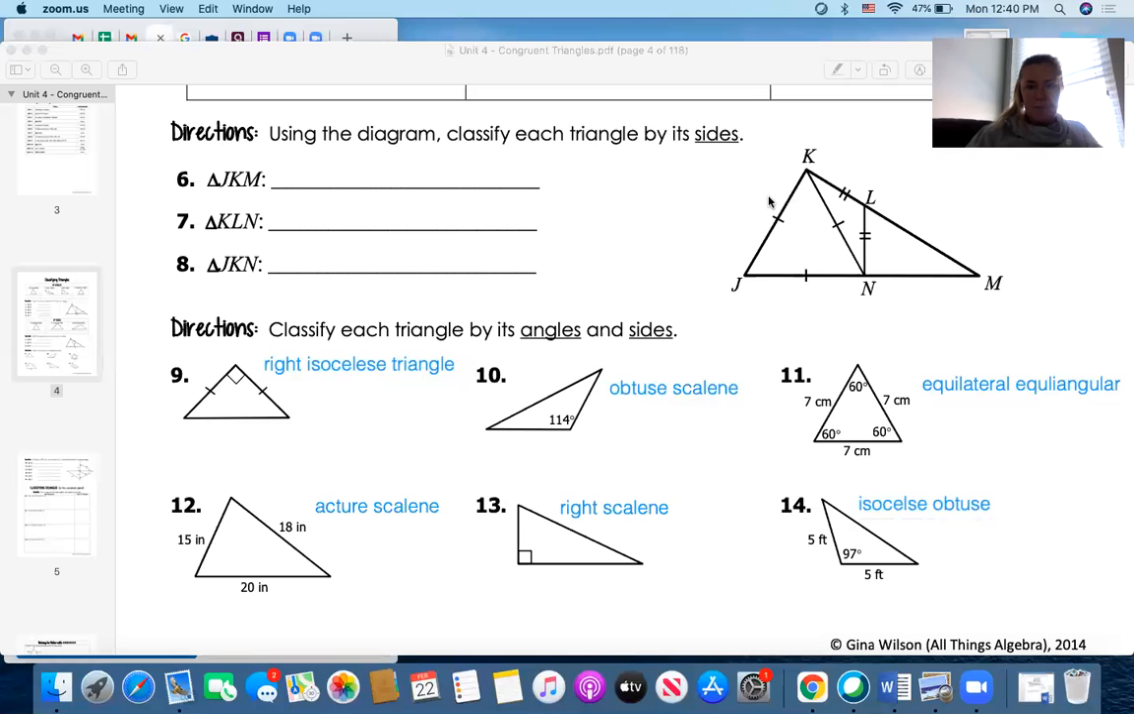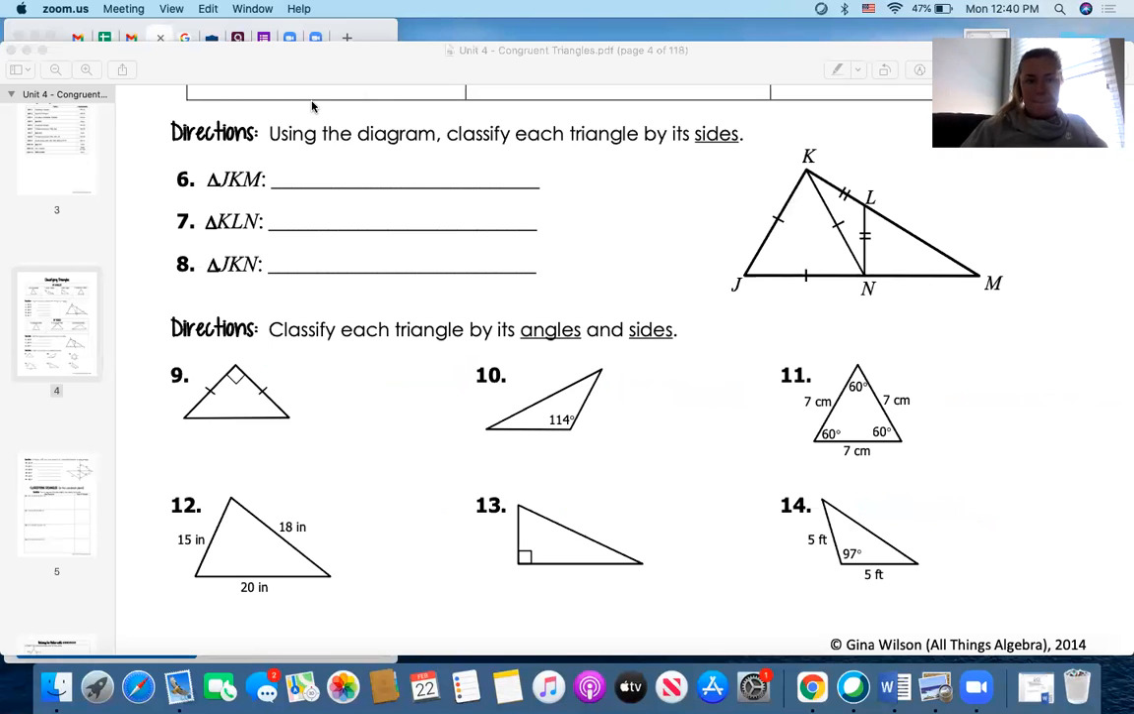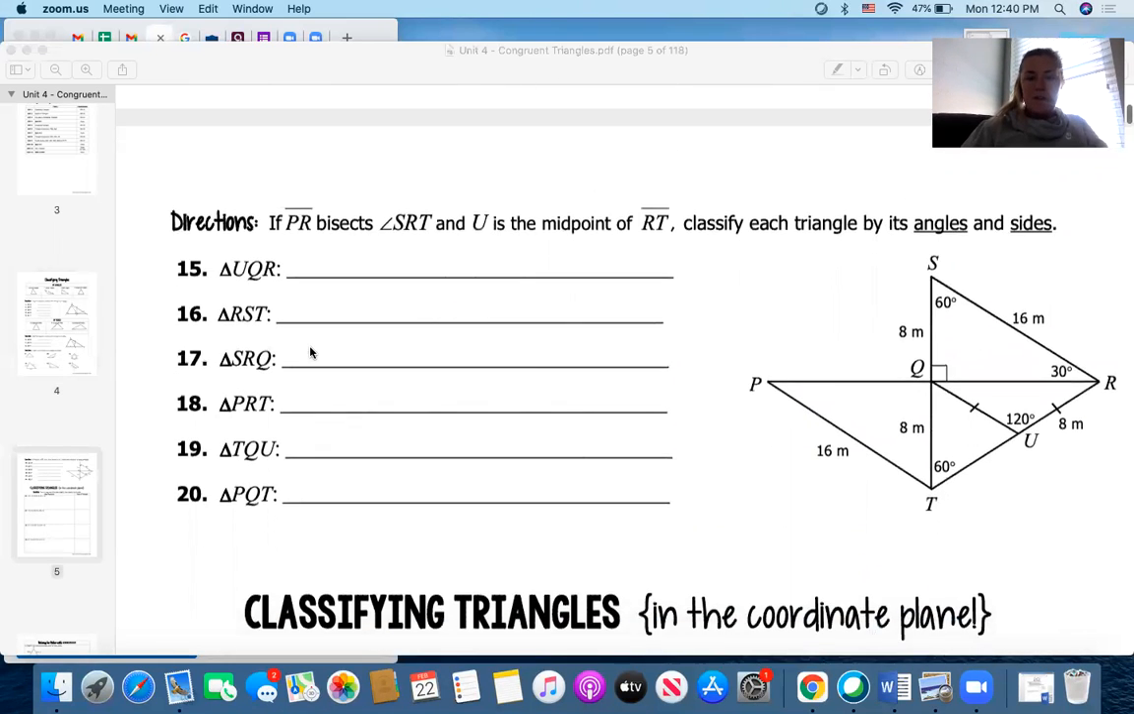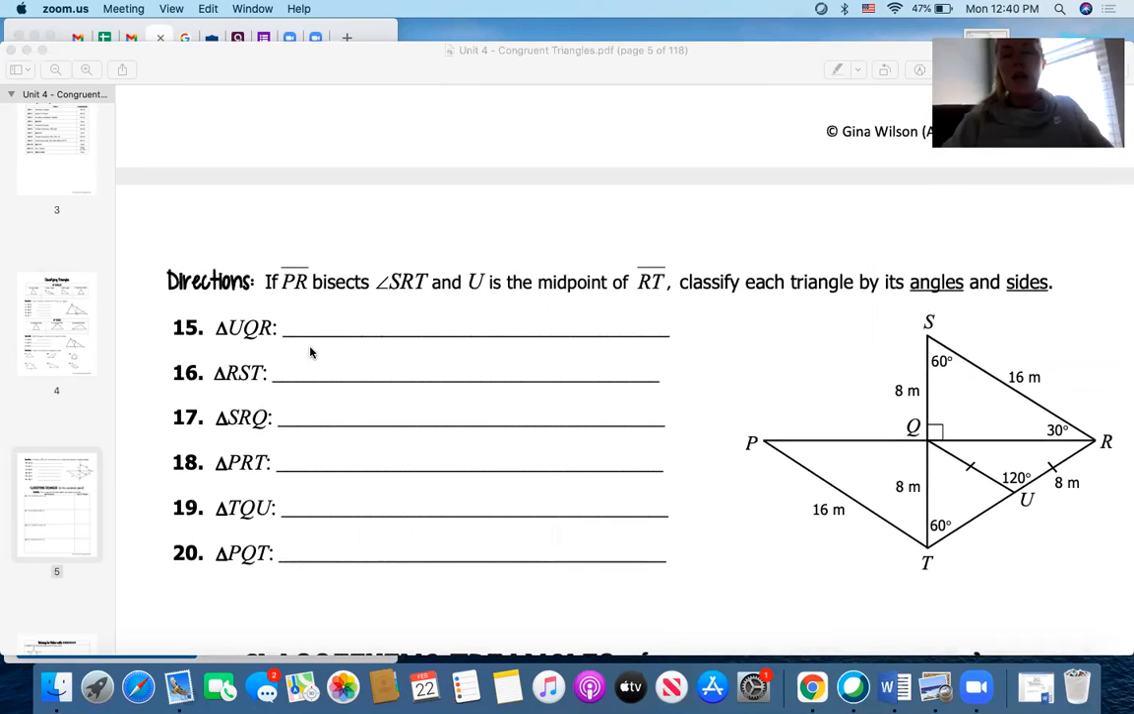All right, so this one has a ton happening in this picture, and that's okay. We are going to sort it out.